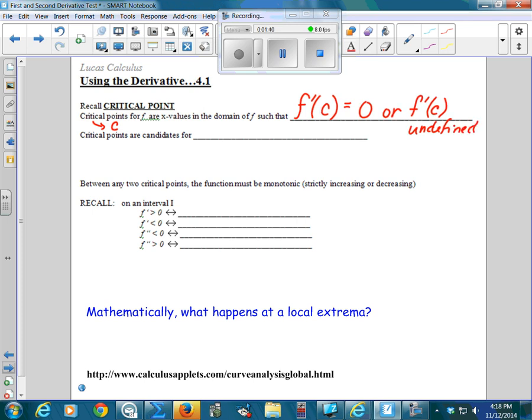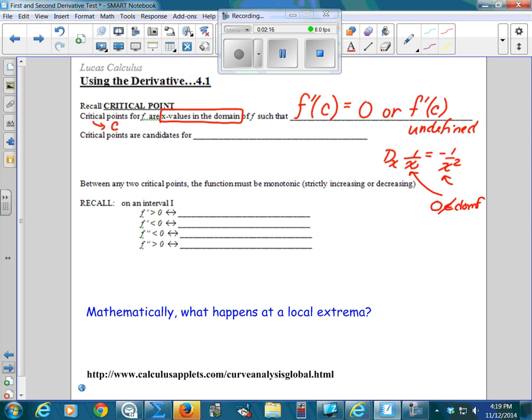And please note also that they are x values that are in the domain. They have to be in the domain. So for example, even though the derivative of 1 over x at 0 is undefined, since the derivative of 1 over x is negative 1 over x squared, 0 would not be a critical point for this function because 0 is not in the domain of the original function. So you can't call 0 a critical point for 1 over x.